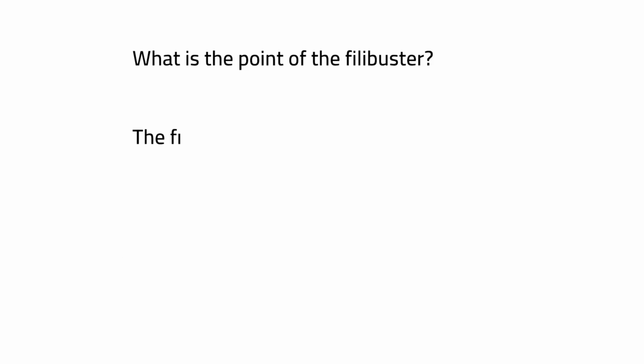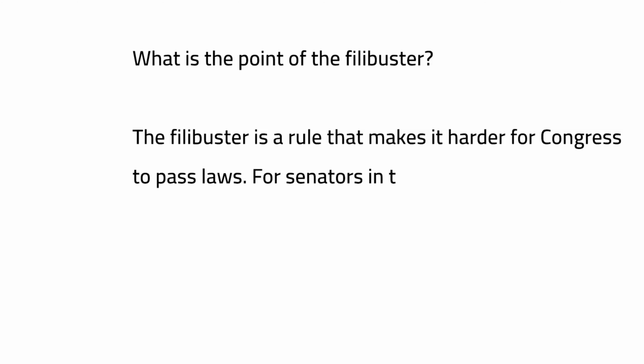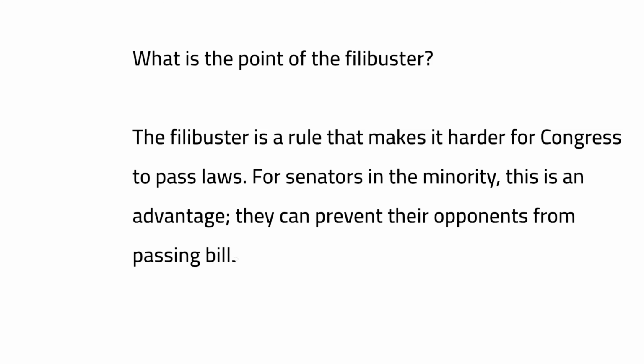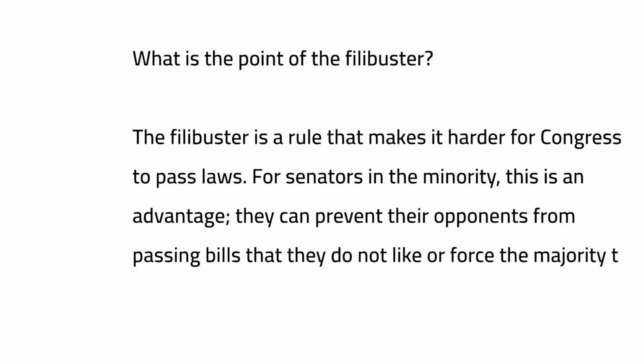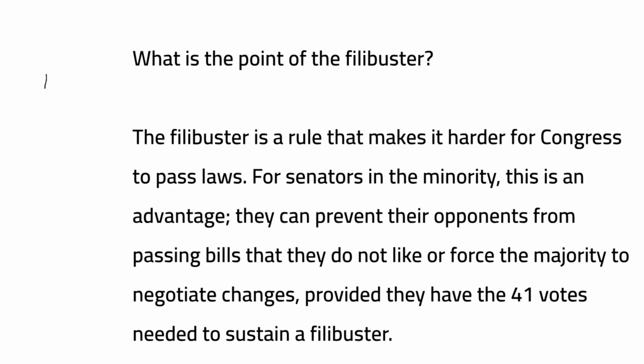What is the point of a filibuster? The filibuster is a rule that makes it harder for Congress to pass laws. For senators in the minority, this is an advantage. They can prevent their opponents from passing bills that they do not like or force the majority to negotiate changes, provided they have the 41 votes needed to sustain a filibuster.